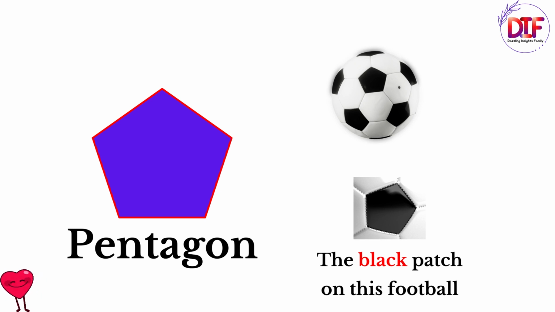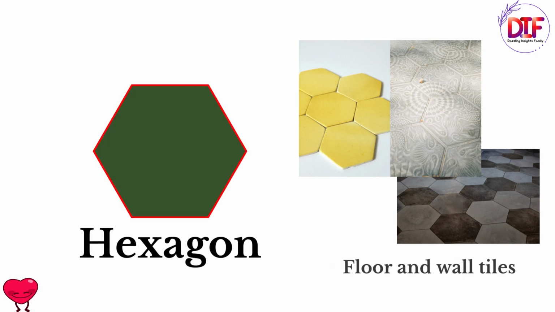Okay, and the next shape we have is hexagon. Hexagon, H-E-X-A-G-O-N, hexagon. Also, the red lines show us the sides and the corners as well. It has 6 sides and 6 corners. A good example of this shape is some wall and floor tiles. They have the shape of a hexagon.